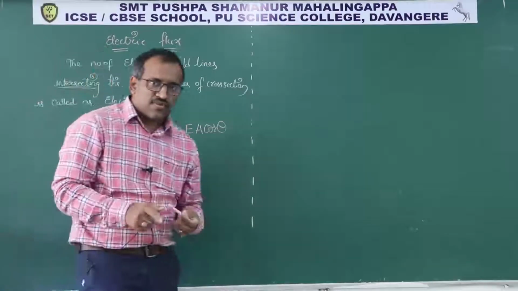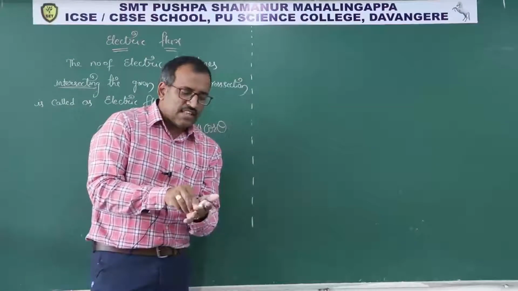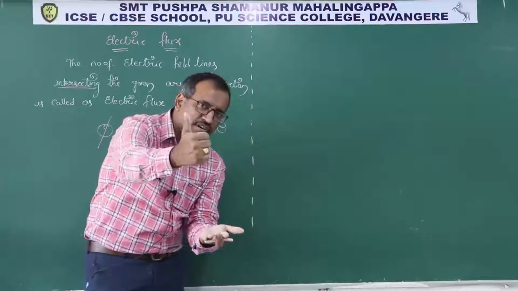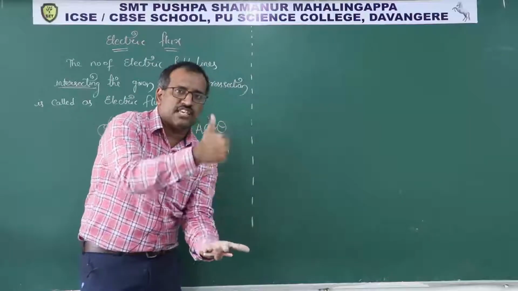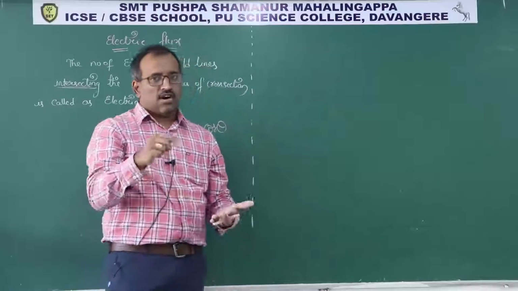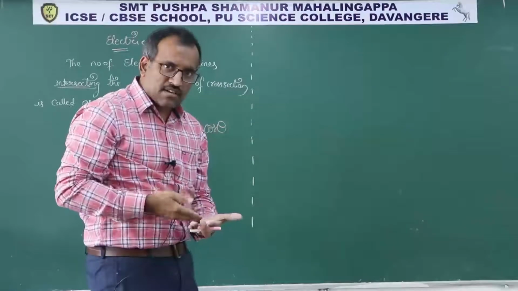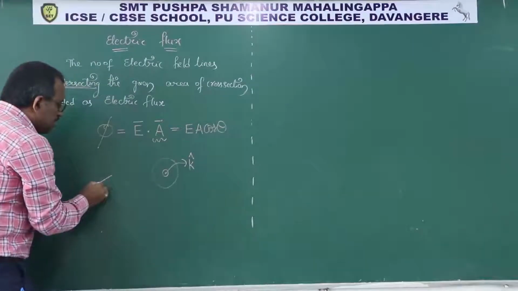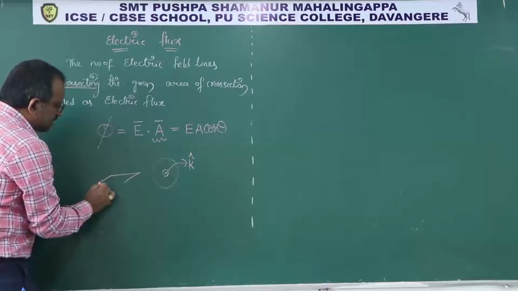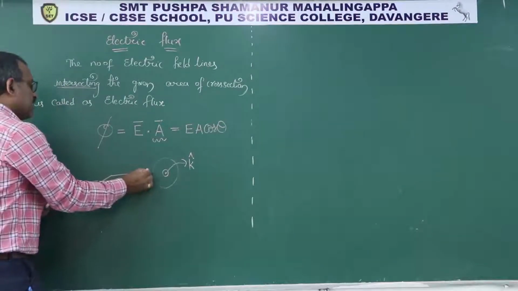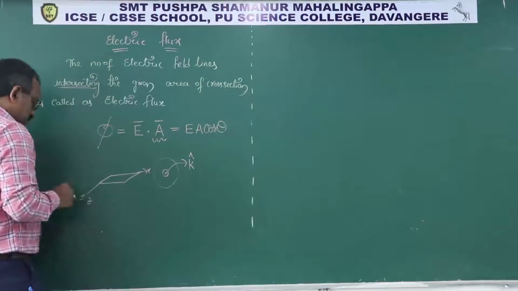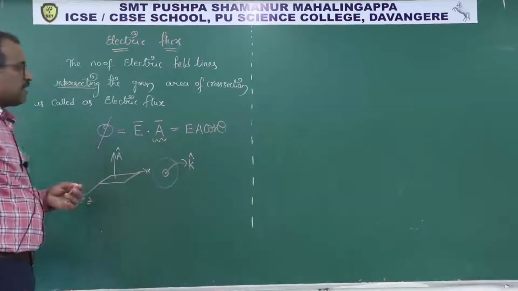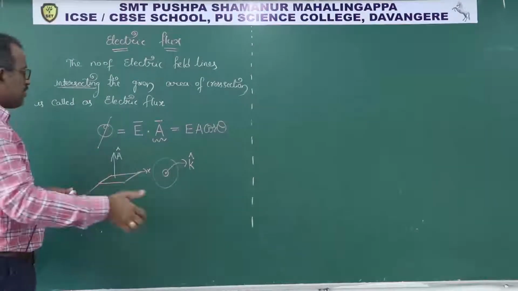Understood? Even for the floor, feel that this is the floor, and you put your right hand like this, then the thumb is up. What does it mean? Area vector is always normal to the surface. Suppose the surface is like this, this is x and this is z, then the area vector will be up like this. This is j cap.